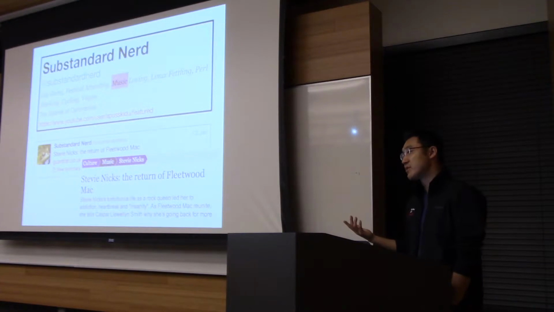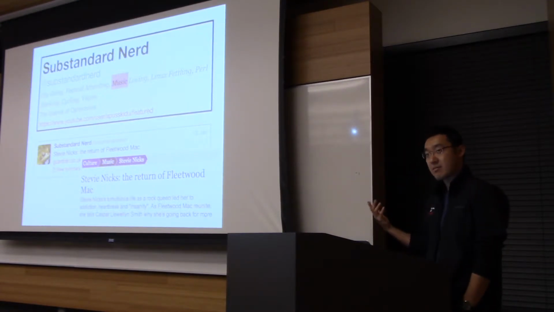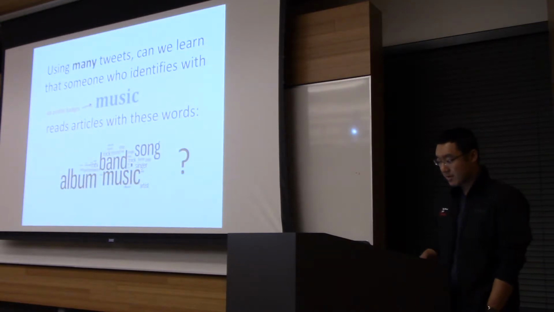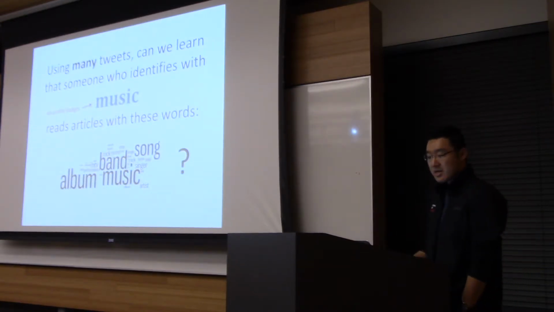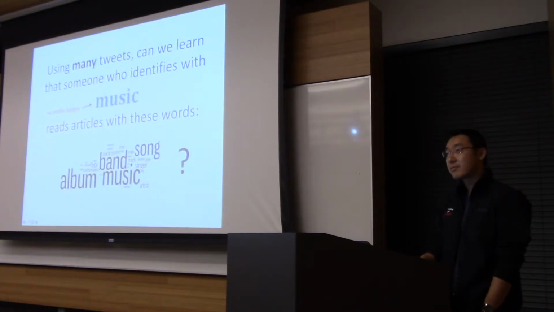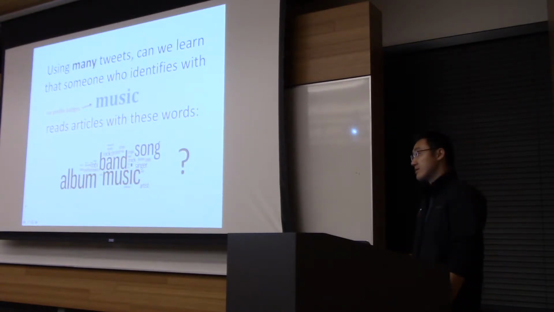And that's actually a very reasonable way of thinking about what's going on here in terms of a model of what's happening. So, using many tweets, can we learn that someone who identifies with music, and this is self-identified on the Twitter profiles, reads articles with these types of words? And this is the representation that we want to learn.